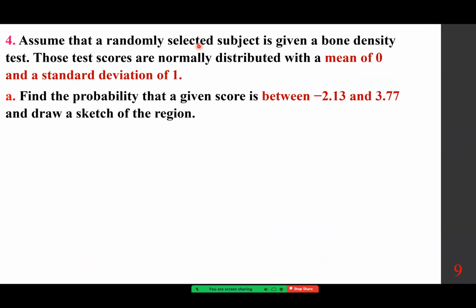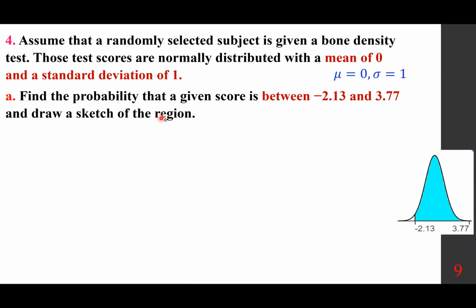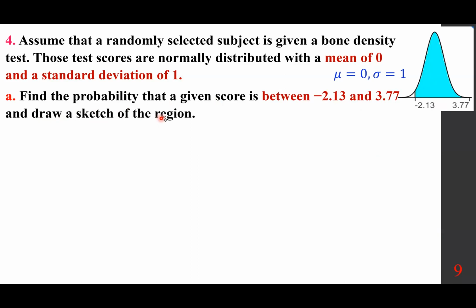Assume that a randomly selected subject is given a bone density test. Those test scores are normally distributed with a mean of 0 and a standard deviation of 1. Find the probability that a given score is between negative 2.13 and positive 3.77 and draw a sketch of the region. So clearly, mu is 0, sigma equals 1, in essence just like the standard normal distribution or z scores. And the graph looks something like that. Again, it doesn't have to be to scale.